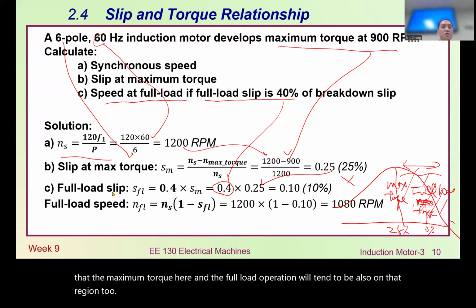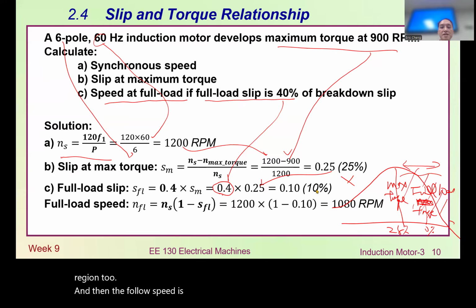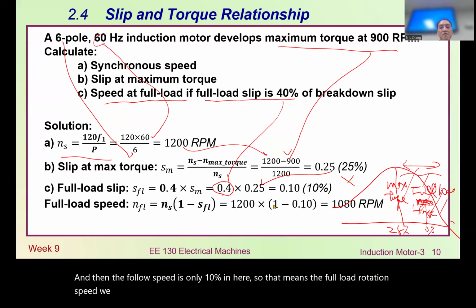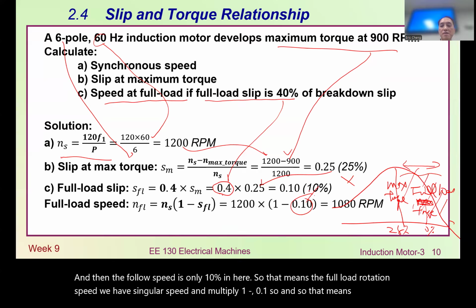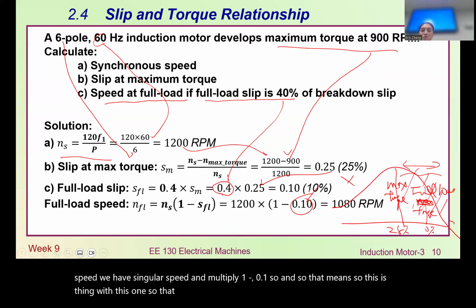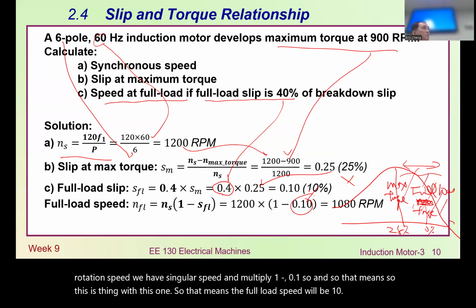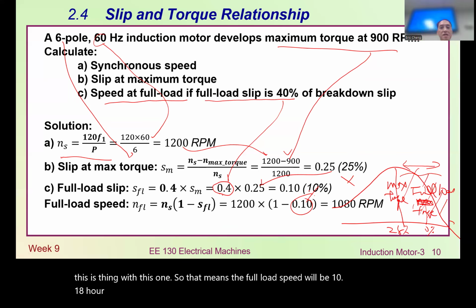And then the full load slip is only 10% here. So that means for the full load rotational speed, we take the synchronous speed and multiply by 1 minus 0.1. So this is the same as this one. So that means the full load speed will be 1080 RPM. Again, this kind of calculation is quite straightforward.